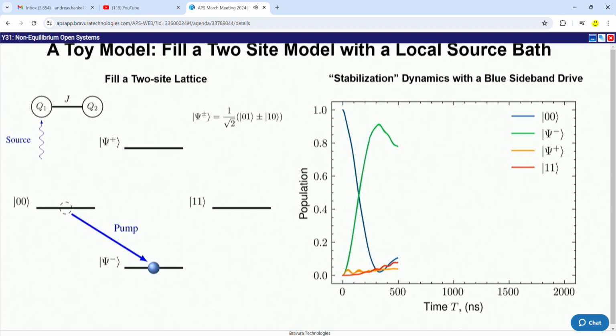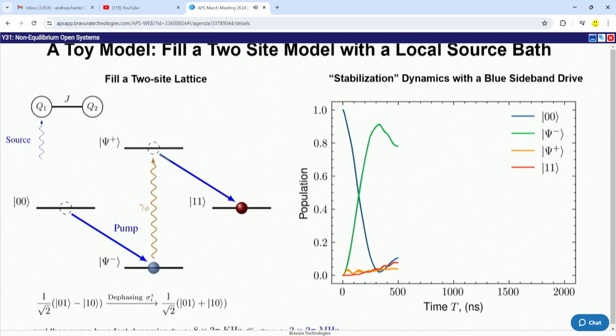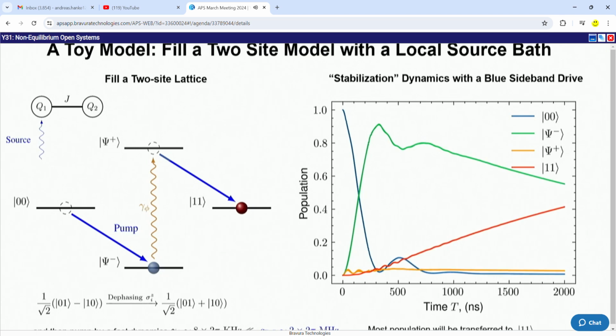We can observe that in the first stage, the population of the minus state increased a lot to about 90%. However, despite our efforts to maintain the lattice in the minus state, the dephasing will cause a leakage from the minus subspace to the plus, and then the plus will also be influenced by our source bus. And then, after a long time, we can expect that nearly all the population will be pumped into the 1-1 state.